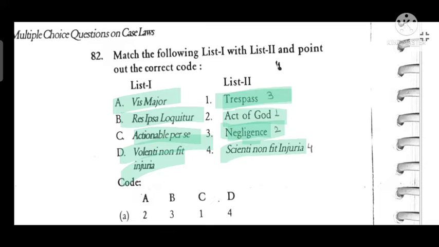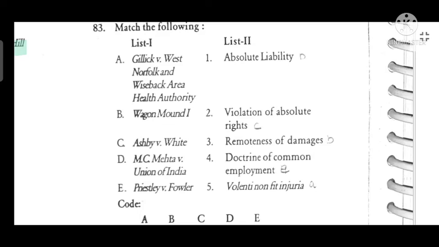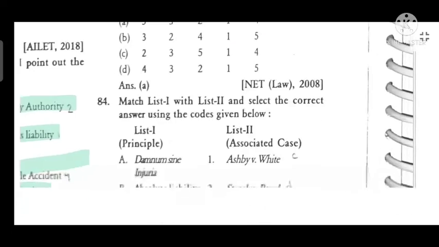Volenti non fit injuria, consent. Gallie versus West Norfolk and Wisbech Area Health Authority, volenti non fit injuria. Wagon Mound, remoteness of damage. Ashby versus White, violation of absolute right. MC Mehta versus Union of India, absolute liability. Priestley versus Fowler, doctrine of common employment.